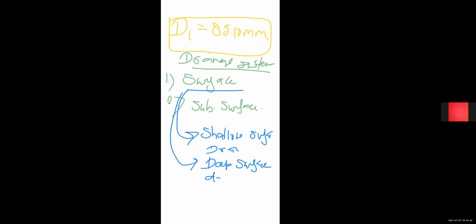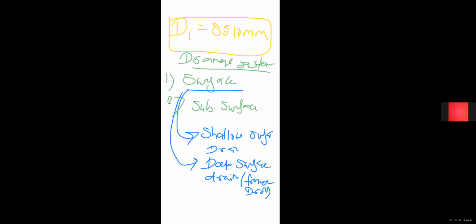Deep surface drain, also called French drain. So shallow surface drain collects the water from the surface, whereas deep surface drain utilizes subsurface water also from the tile drain.